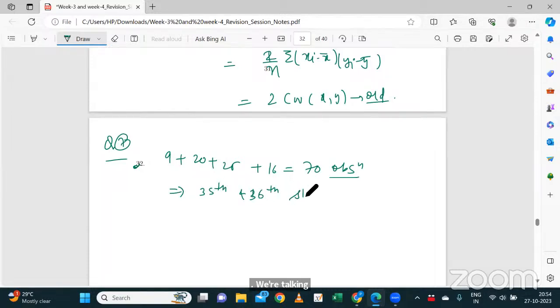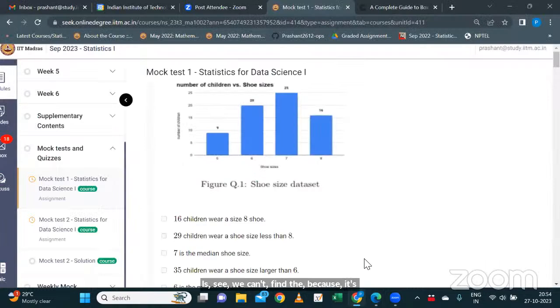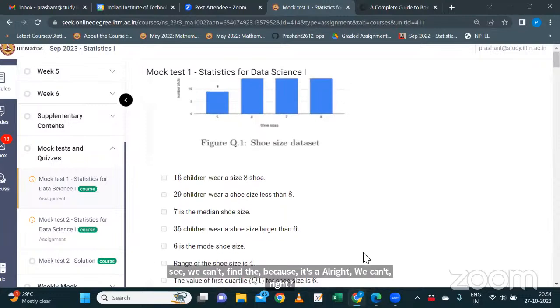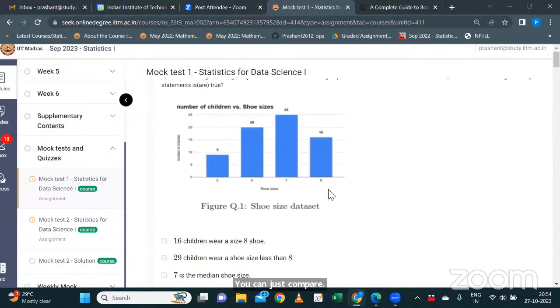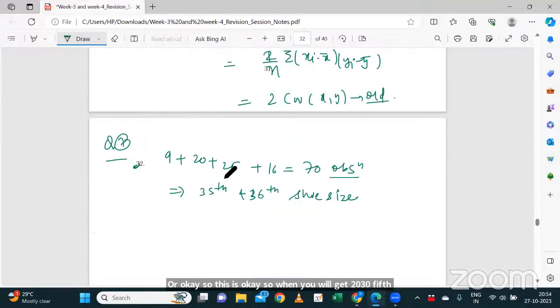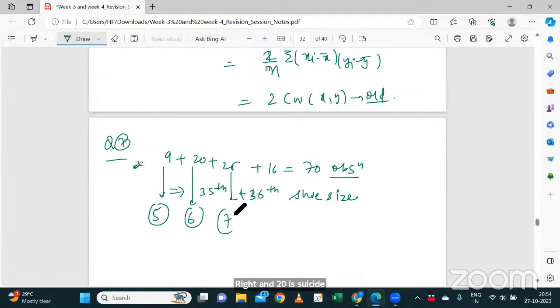We can't find the average because shoe size is categorical, right? Shoe size is something we can't average, we can just compare. So when will you get the 35th and 36th observation? See, 9 is for shoe size 5, and 20 is shoe size 6. This is 7th, right? So let's see where the 35th and 36th observations will be.